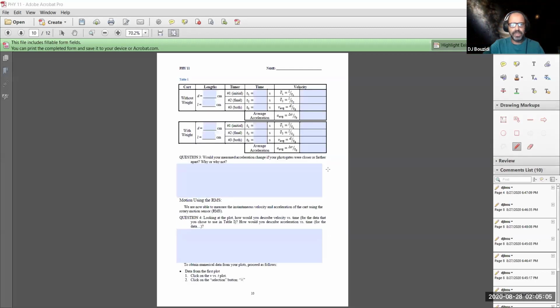Would your measured acceleration change if your photo gates were closer or further apart? Again, you cannot do this in the lab. Even in the lab, this question would be asked without actually bringing the photo gates together and seeing if something changes. No, the question is asked hypothetically, basically, theoretically. If you bring the photo gates close, would the acceleration change? Would the acceleration be different?